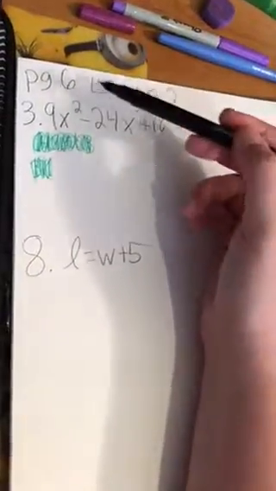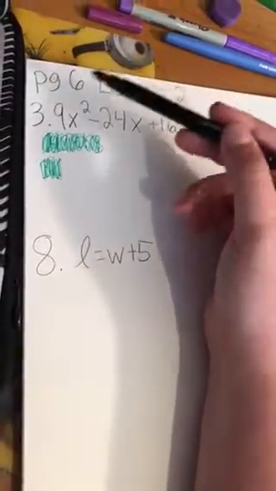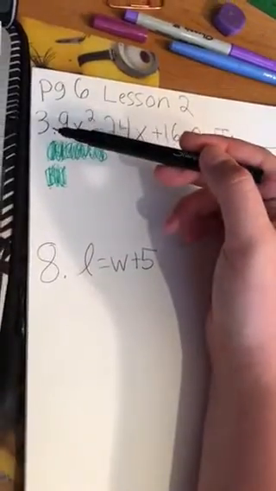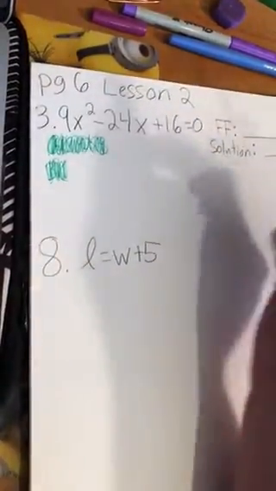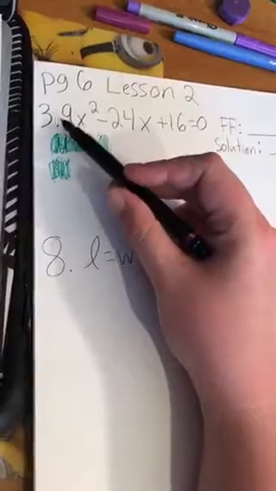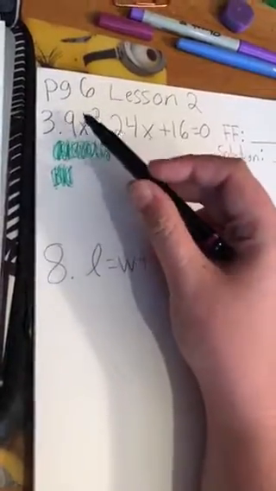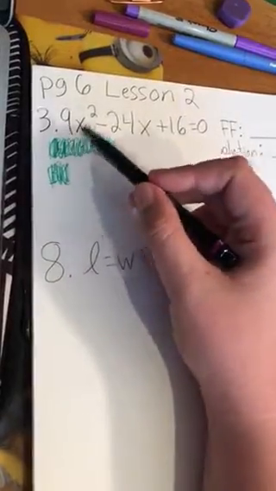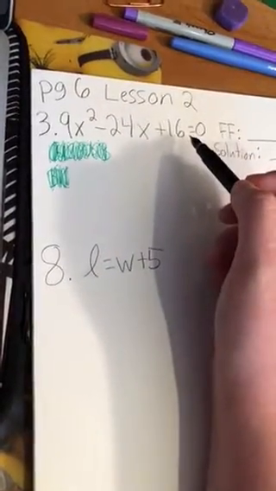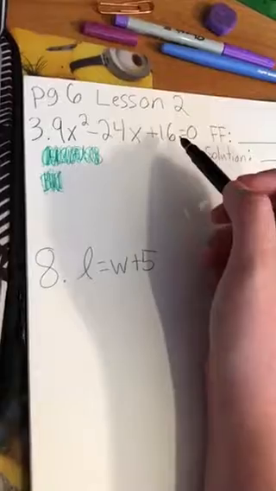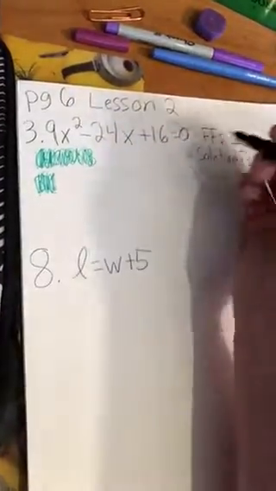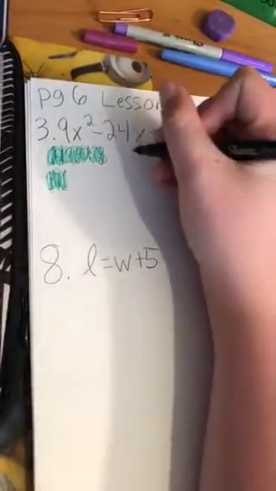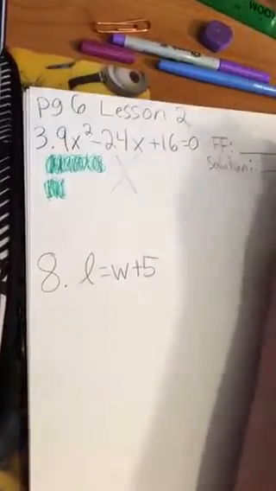So to begin this video, we are looking at lesson 2 on page 6 with number 3. Because our A is 9 and not 1, we're going to try to see if we have a greatest common factor. We do not. So the first thing we have to do is find our magic numbers. To find our magic numbers, we're going to use the big X method.